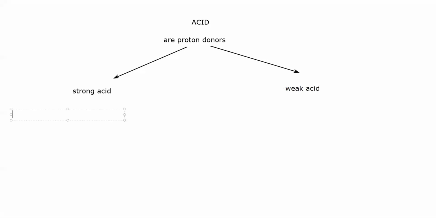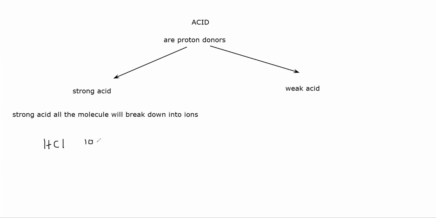Strong acids: the molecules will break down, so all the molecules will break down into ions. If all of the molecules break down into ions, we call that acid a strong acid. What is the meaning? For example, if you have HCl, HCl is an acid because it tends to give a proton.